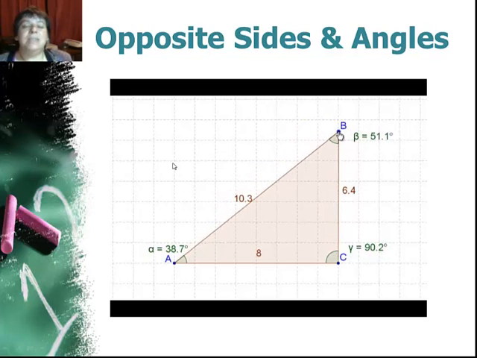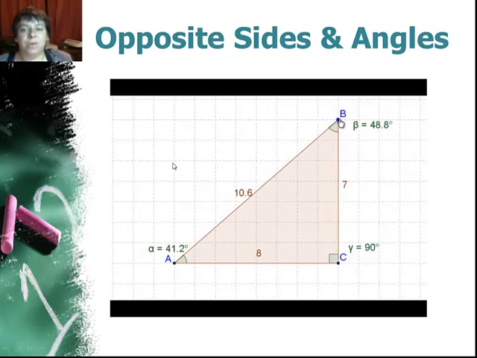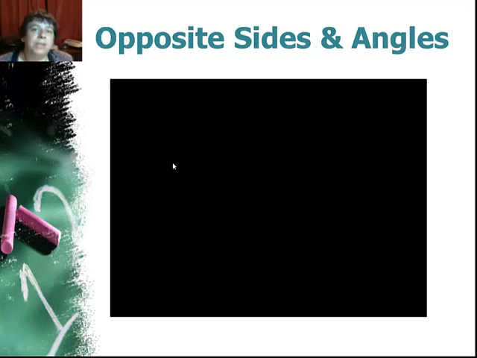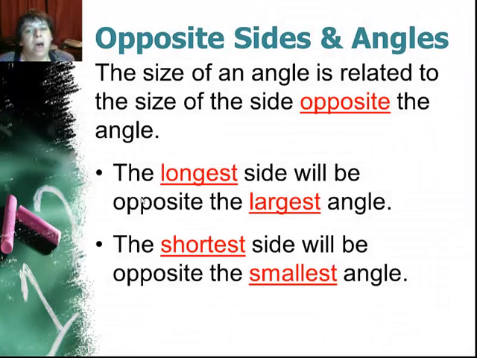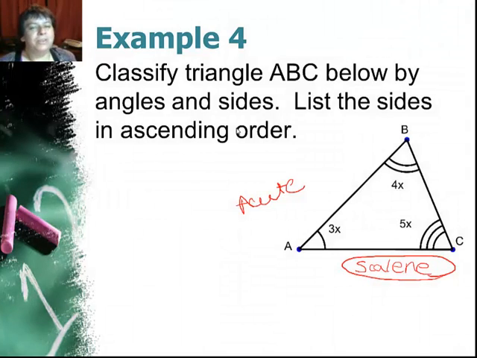Then we can adjust it. Let's say I go with a larger angle, like 90 degrees. And you can see that the 10.6 is the longest side. It's opposite the 90 degrees, which is currently my largest angle. So smallest angle, opposite smallest side. Largest angle, opposite longest side. So you can see it here. The size of an angle is related to the size of the side opposite the angle. The longest side will be opposite the largest angle, and the shortest side will be opposite the smallest angle.